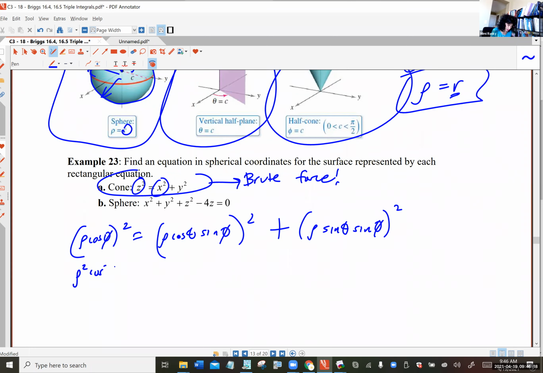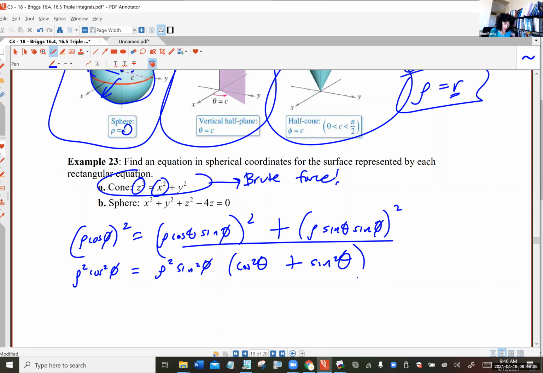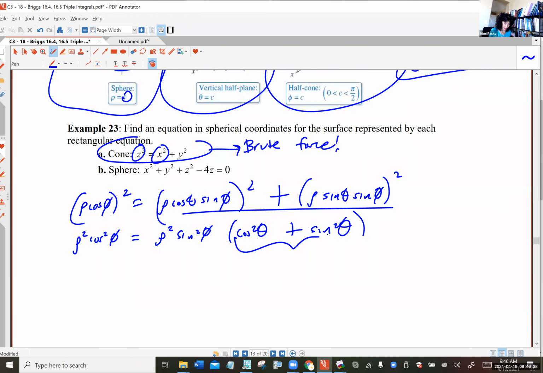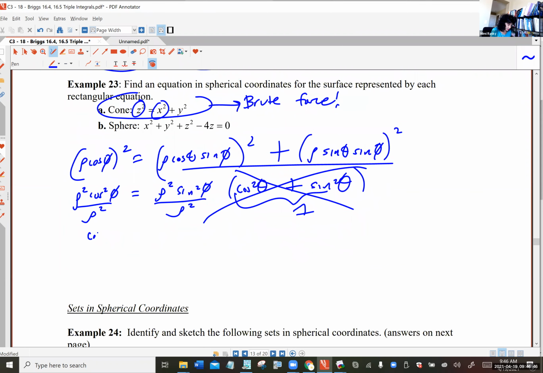You got rho squared cos squared phi on the left. On the right, after I do all the squaring, I'm going to factor out a common factor. I hope you can see that rho squared and sine squared phi is a common factor between those two terms on the right-hand side. And then the other factor will be cos squared plus sine squared, but we know that's just a 1. Beautiful, so that's gone. If you divide both sides by rho squared, assuming that rho isn't 0, you're going to get cos squared phi equals sine squared phi. We're almost done. If I divide both sides by cos squared phi, I get 1 equals tan squared phi.